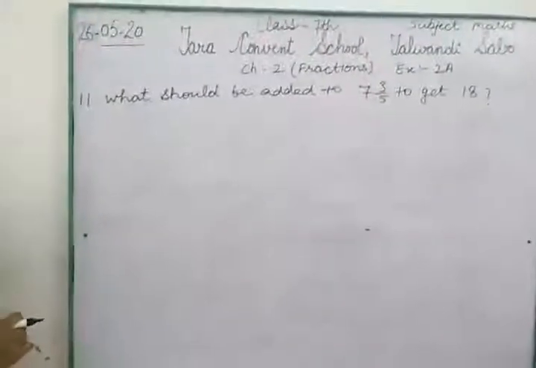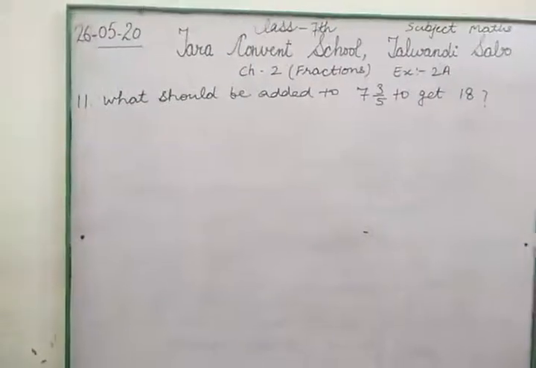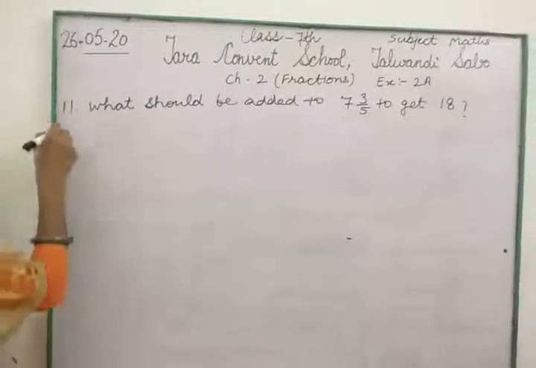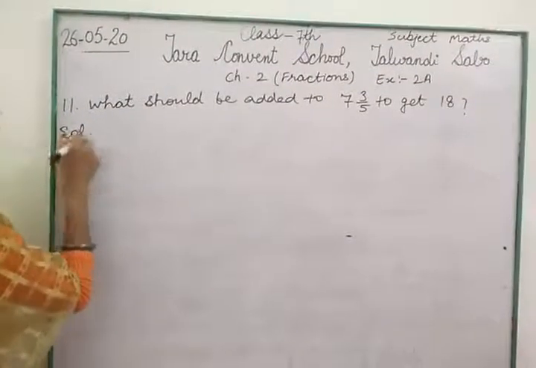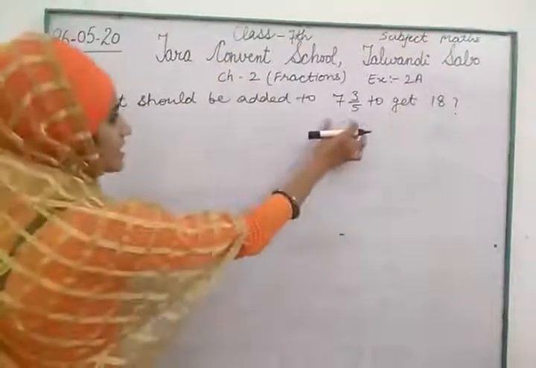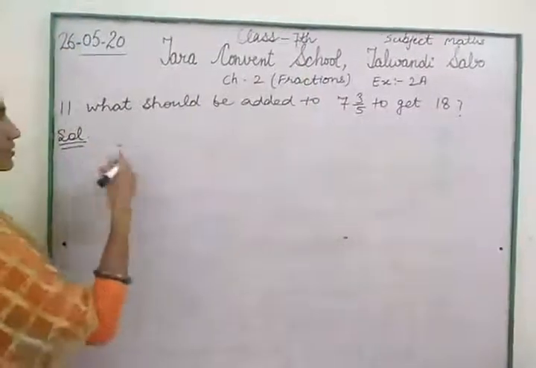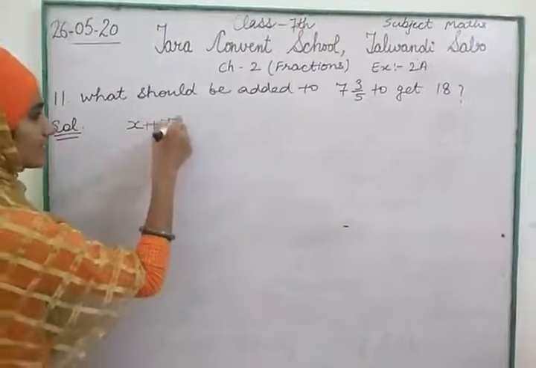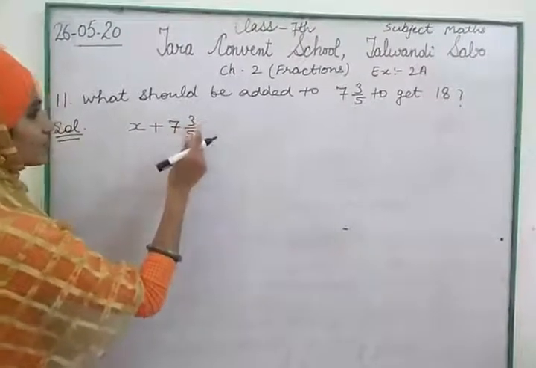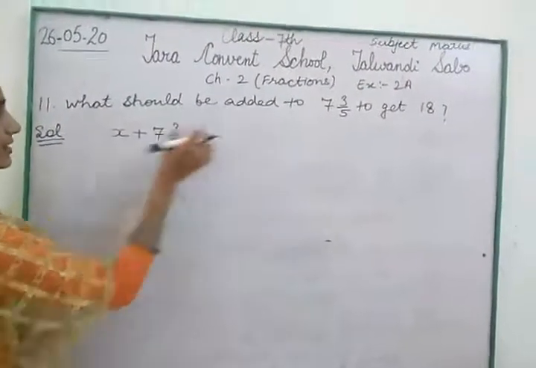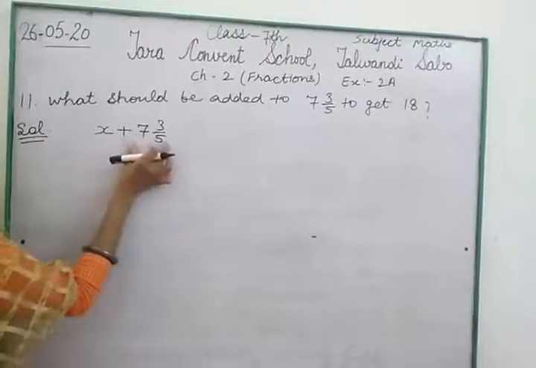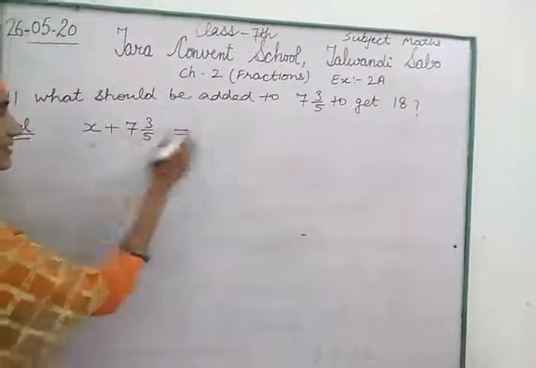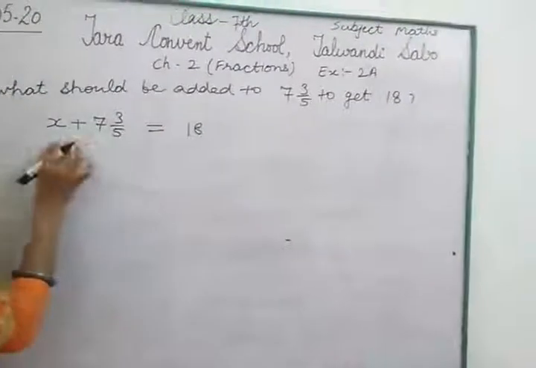Next question is the 11th question. What should be added to 7 and 3/5 to get 18? According to the question, what should be added to 7 3/5? So we can write x plus 7 and 3/5. That means x should be added to 7 and 3/5 to get 18. So its answer is 18. So this is the equation for you.